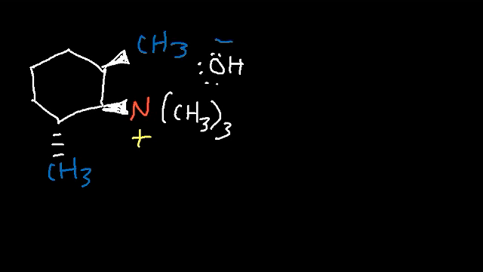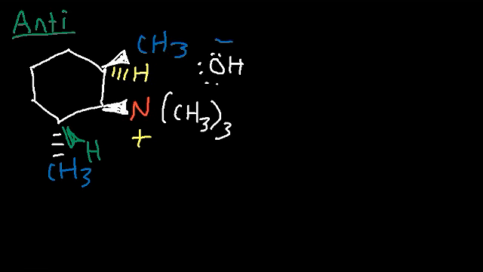So which hydrogen will be removed? Will it be the yellow hydrogen? Now that hydrogen is in the back because the methyl is in the front. Or will it be the green hydrogen, which is in the front? The Hoffman elimination reaction is an anti-elimination reaction. So the hydrogen that's going to be removed has to be opposite to the nitrogen, which is the leaving group.